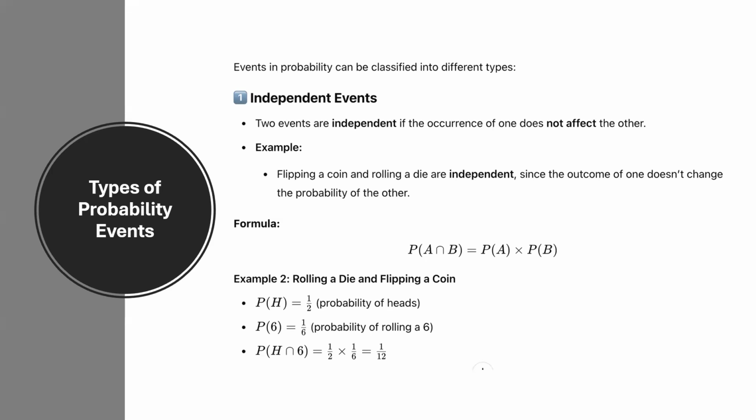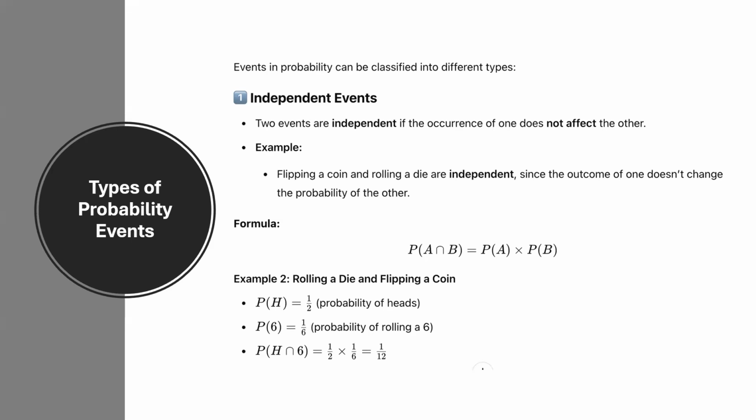Now what is the probability of getting a head and a 6? It will be the multiplication of 1/2, the probability of getting heads, into 1/6, the probability of getting a 6. The final answer will be 1/12.